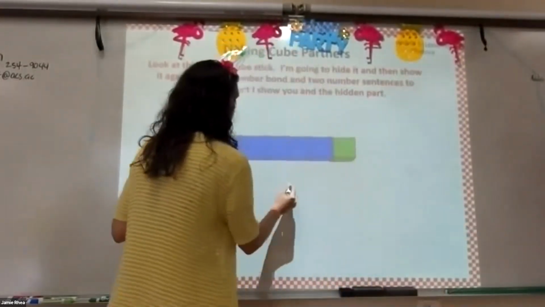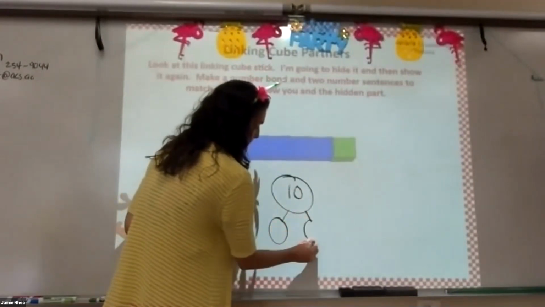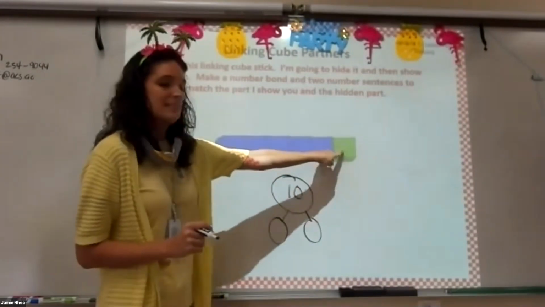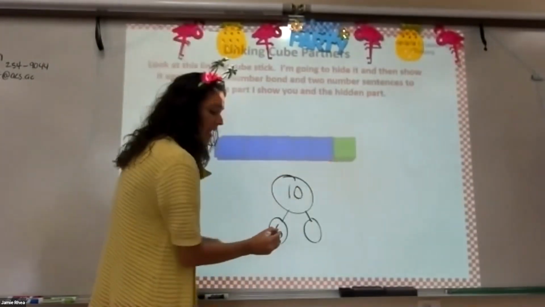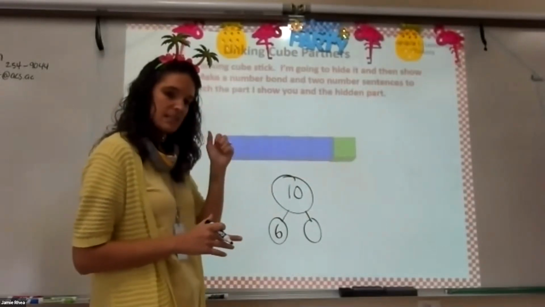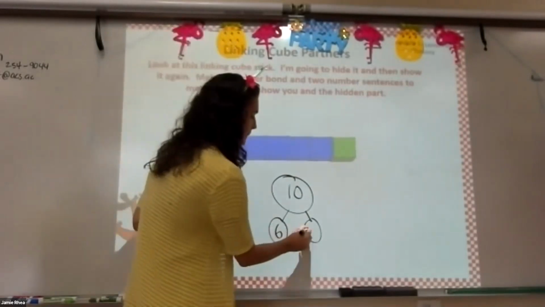So I'm gonna make a number bond. I'll put 10 in my hole. Now I can say, how many do I have? Here's 5, 6. I have 6. How many are gone? 6, 7, 8, 9, 10. 1, 2, 3, 4. 4 are gone.